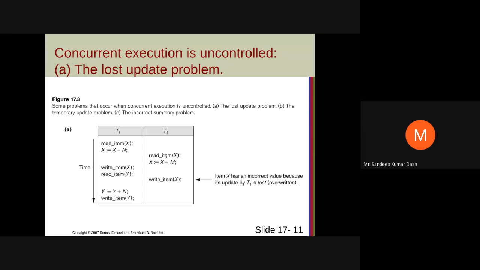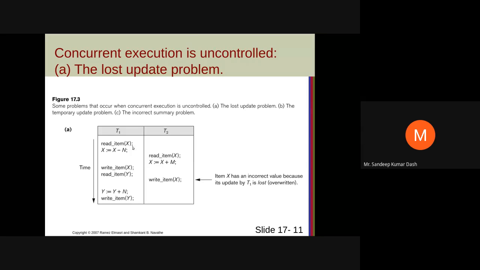The users will see that I am accessing X. Suppose T2 is accessing X, trying to add M onto X. T1 is accessing X, trying to deduct N from X and credit that N onto the Y account. So both of them are accessing X. This is a concurrent execution. But you see how this may create a problem.